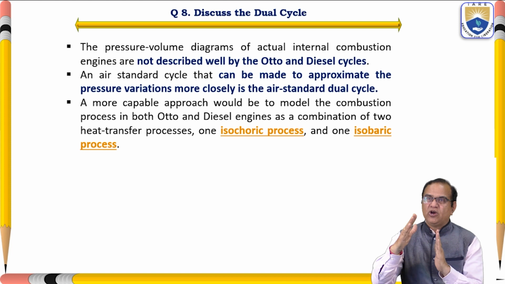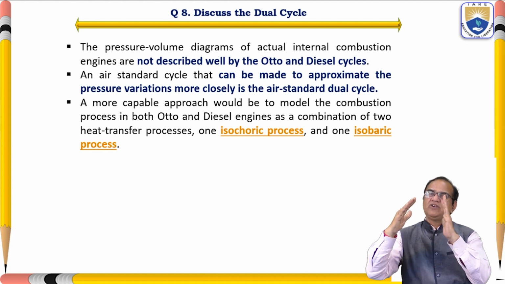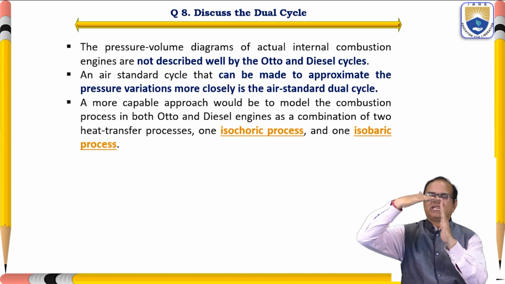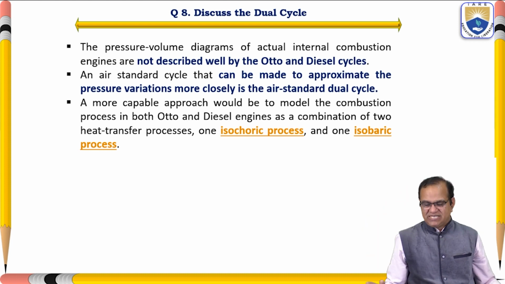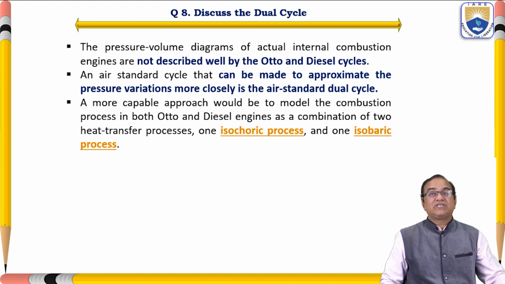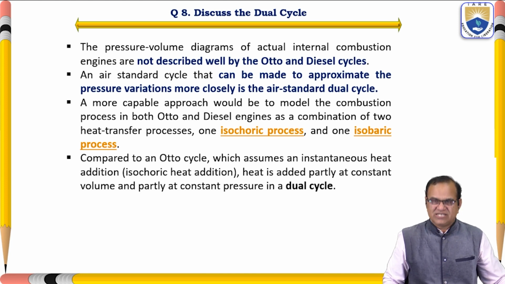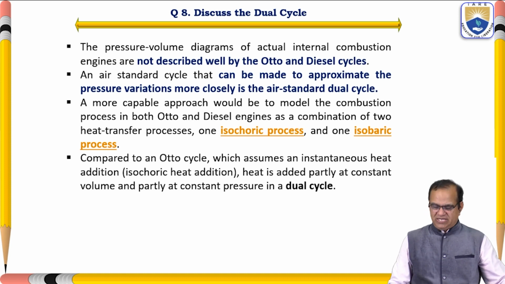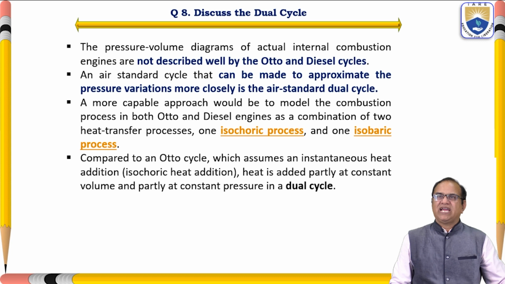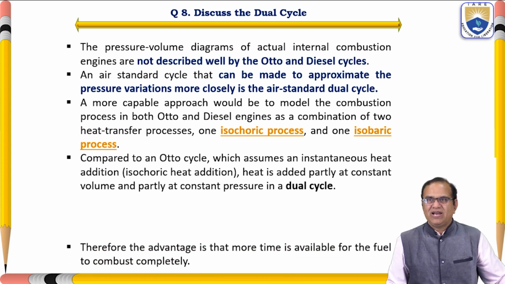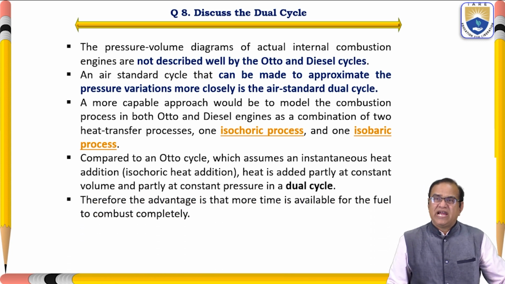But in the dual cycle, we have both the constant volume heat addition and the constant pressure heat addition. So this process is happening in the dual cycle, which is not in the Otto cycle. Compared to the Otto cycle, which assumes an instantaneous heat addition, that is called isochoric heat addition, heat is added partly at constant volume and partly at constant pressure in the dual cycle. Therefore, the advantage is that more time is available for the fuel to combust completely.